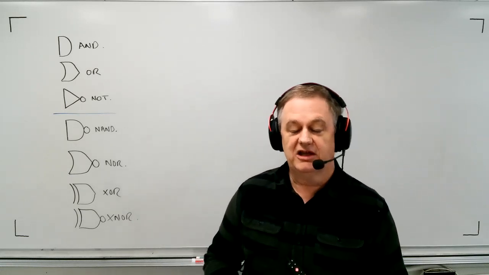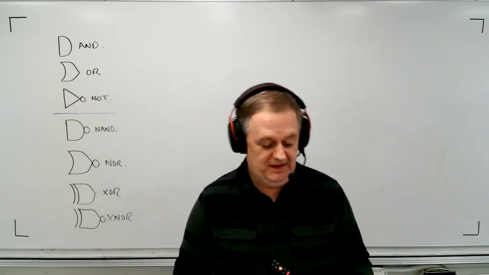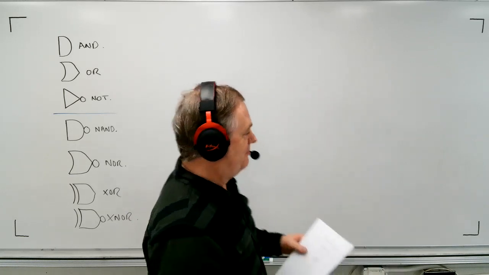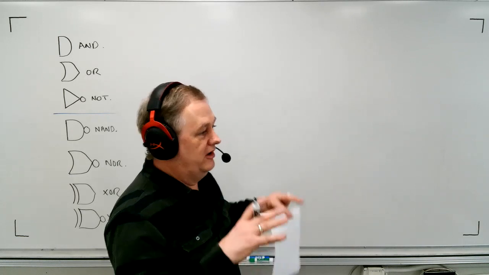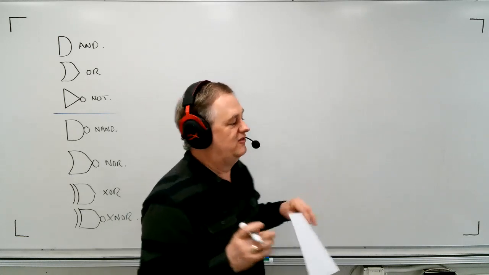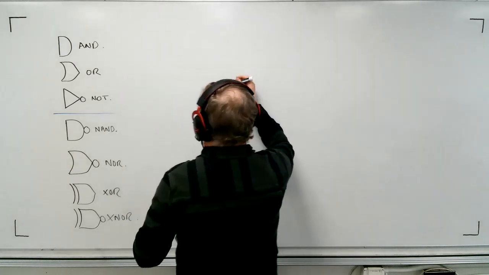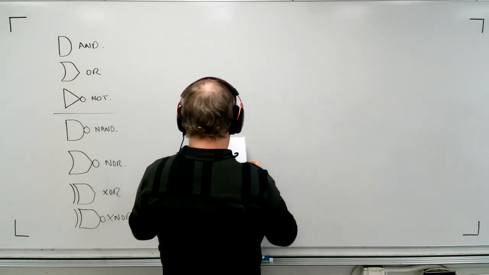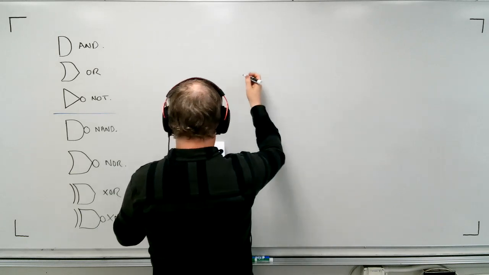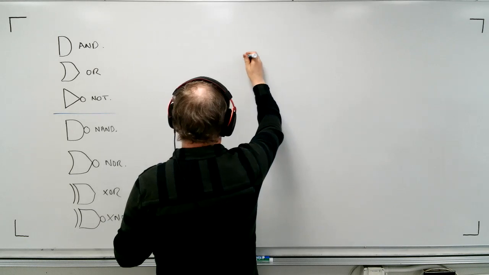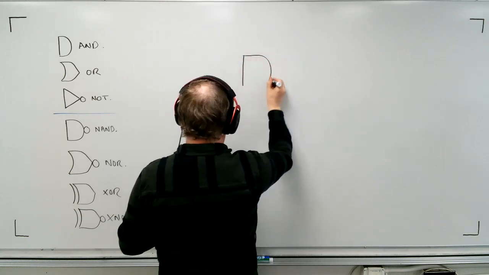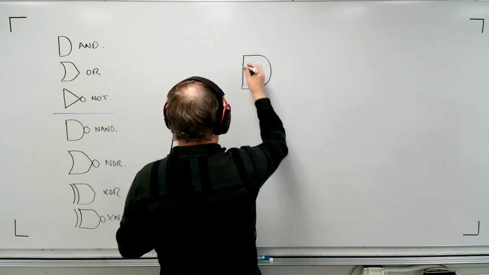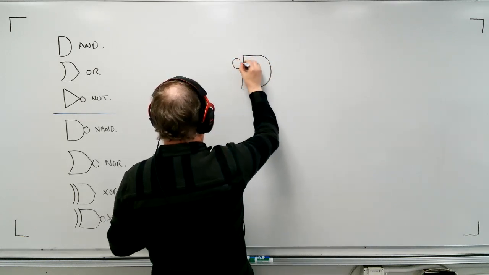So we can combine gates in different ways, and let me show you an example. Inverts can be placed almost anywhere in a combination of gates, so this part is kind of interesting to see how we do it. Let me show you how you might see this in a diagram.